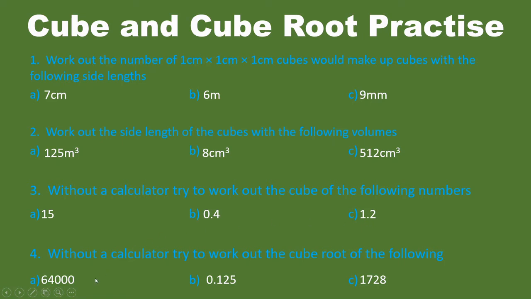Question 4, I want you to work out the cube roots of these numbers without a calculator again. And 64,000 is quite a high number. Maybe you want to break it down. 0.125 is a decimal number. You'll want to make that a fraction first. And question C, 1,728, is quite big. Again, maybe you want to break that down.